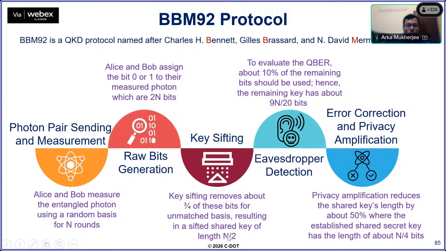In that n by 2 bits, Alice and Bob will disclose around 10% of bits for checking the QBER, quantum bit error rate, and they will be left with 9n by 20 bits. That is 90% of it. N by 2 into 90% is 9n by 20 bits. This QBER estimation and disclosure is the same as was done in the prepare and measure case. After that they will do error correction, and then privacy amplification with a 50% compression ratio. So if I compress these 9n by 20 bits by 50%, it will become 9n by 40. Roughly that can be 9n by 36 or n by 4. So that is about n by 4.